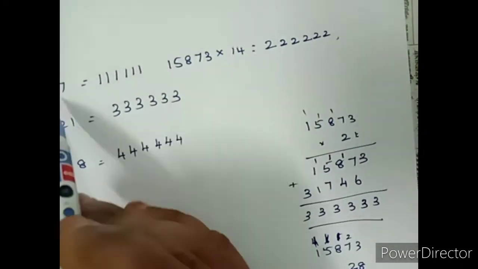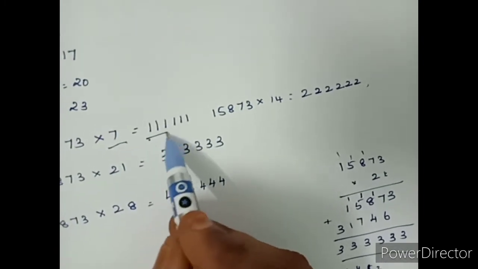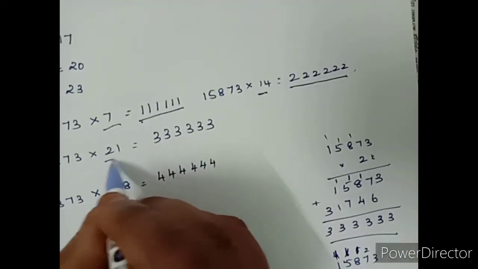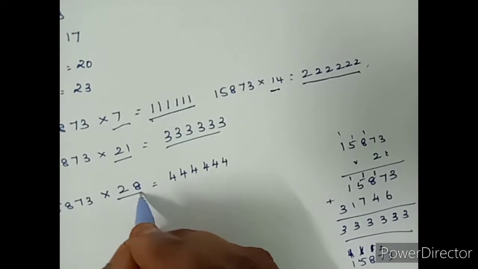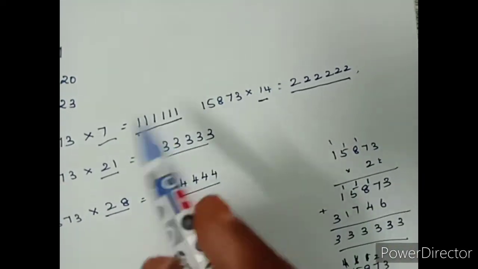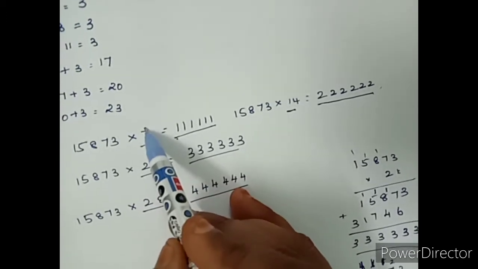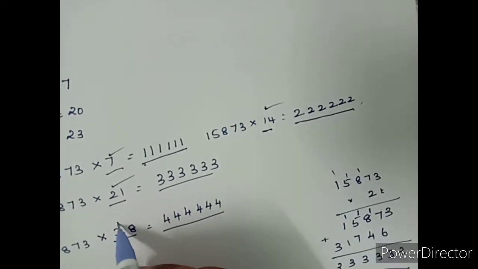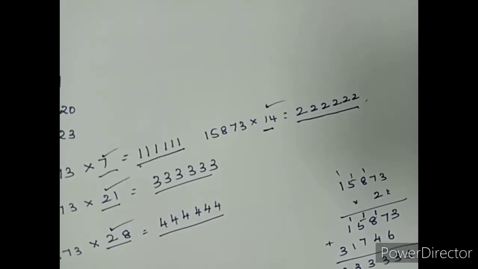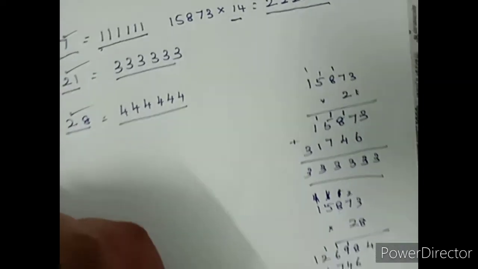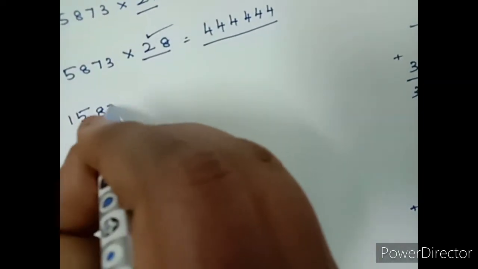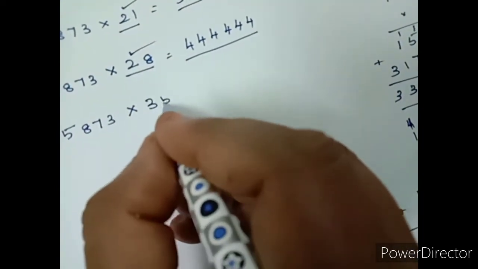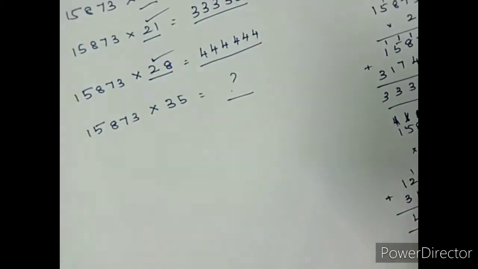See the pattern. Multiplied by 7, the answer is this. Multiplied by 14, the answer is this. Multiplied by 21, the answer is this. And 28, the answer is this. What is the relationship here? See, 7 1s are 7. 7 2s are 14. 7 3s are 21 and 7 4s are 28. So what will be the next pattern? 15,873 into 7 5s are 35. Now we are going to find the answer and tell me.